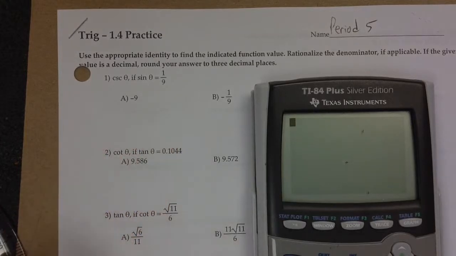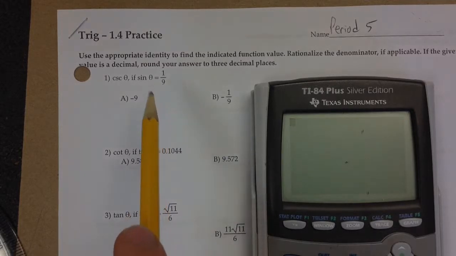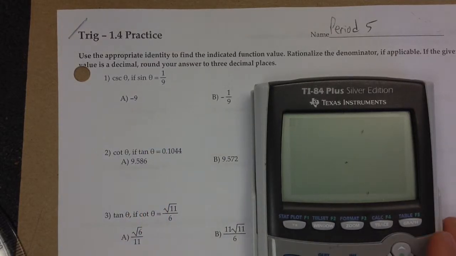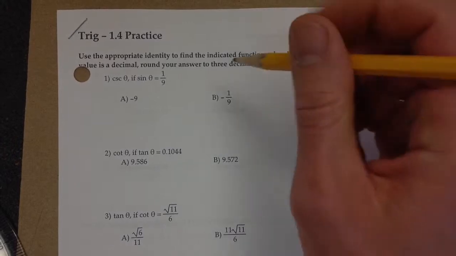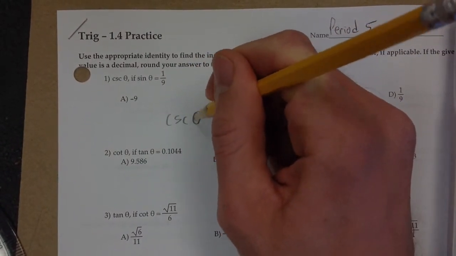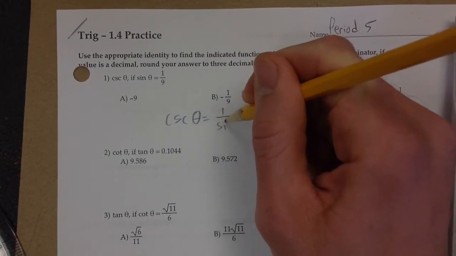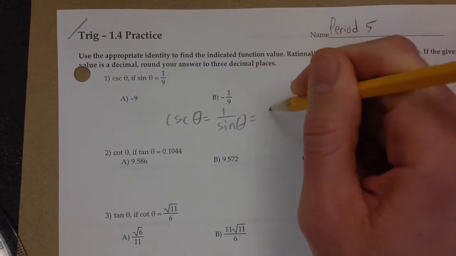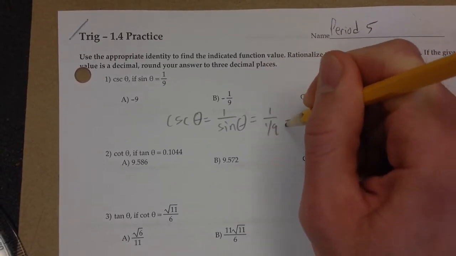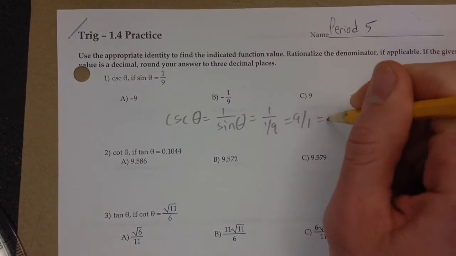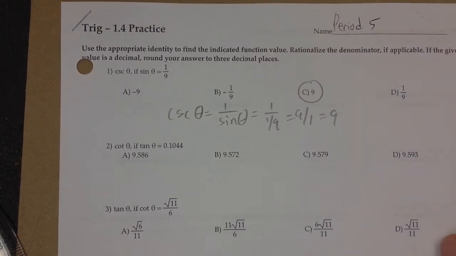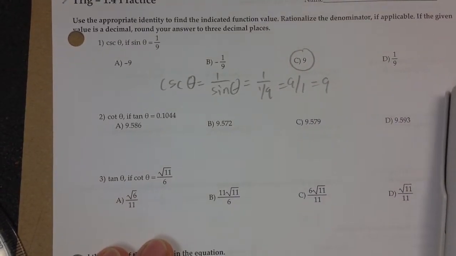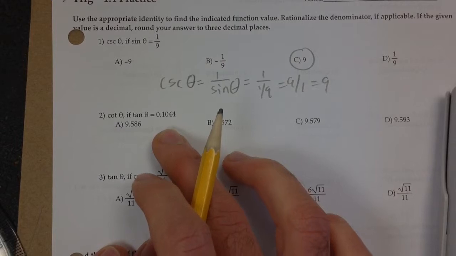If you're given sine and you're asked to find cosecant, very simple, just take the reciprocal. Hopefully you know that taking the reciprocal means flipping the fraction. So when you flip 1 over 9, you get 9 over 1, which is 9. Okay? Just stop me if you have a question. Sometimes a calculator is helpful.